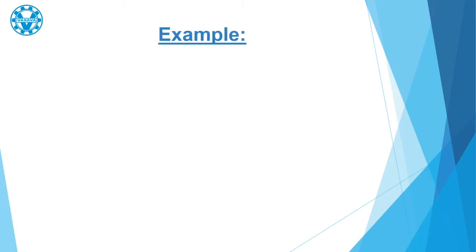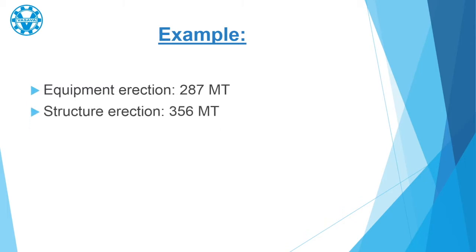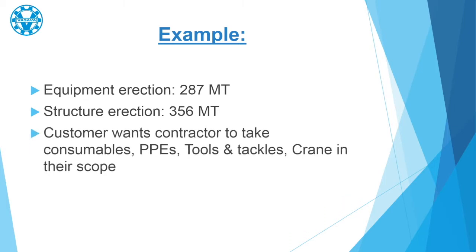A typical example is described here for reference. Erection of equipment is 287 metric ton. Erection of structure is 356 metric ton. Now the customer has asked to quote price in rupees per metric ton for both of the above. Of course, the customer has mentioned that all manpower, PPEs, safety gadgets, tools and tackles, consumables and also cranes are in the contractor's scope. At first instance, the tender seems to be all right. However, the above data is not enough for true costing.